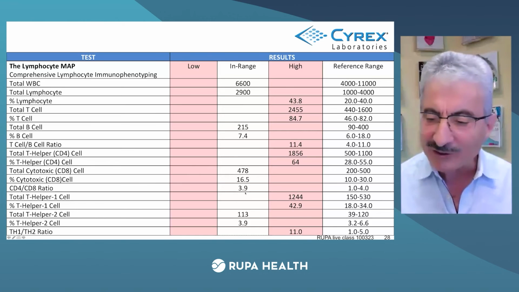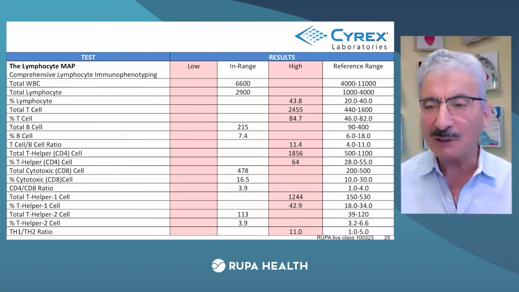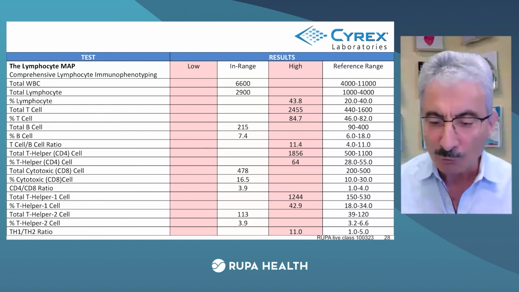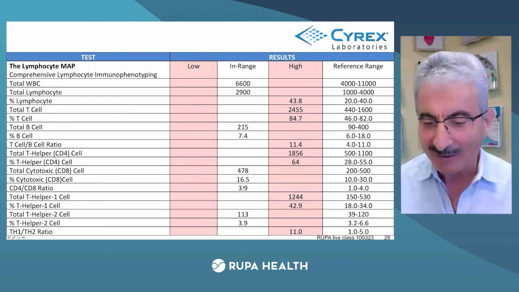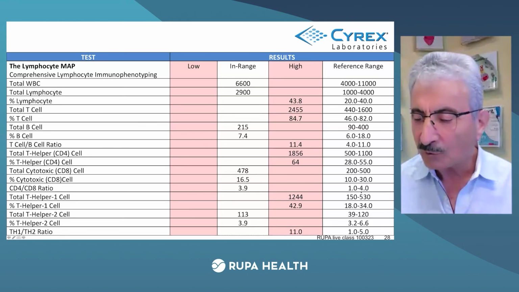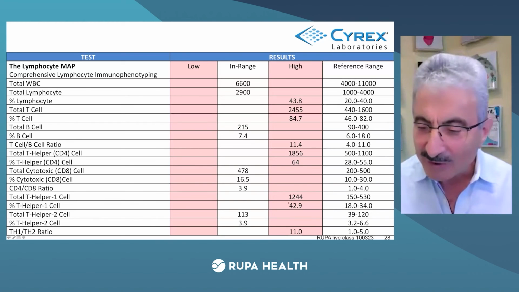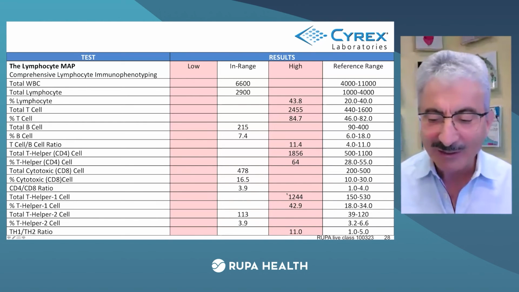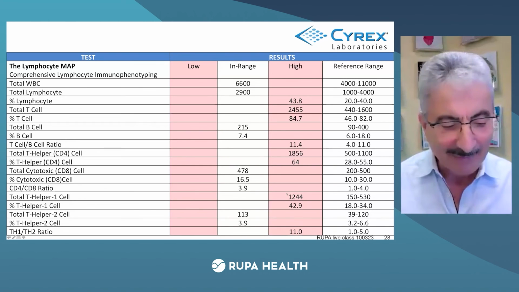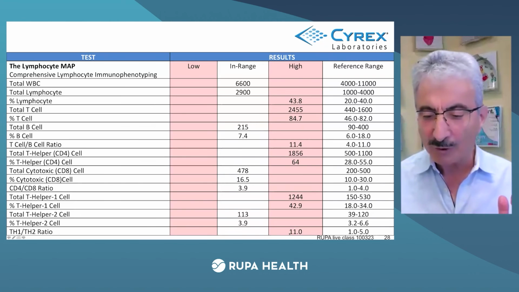And for the CD4 CD8 ratio, the ideal situation for me is between 1.5 and 2.5. This patient has a high CD4 CD8 ratio, very close to the higher level of the reference range. And the patient has elevation in Th1 and therefore a high Th1 to Th2 ratio.